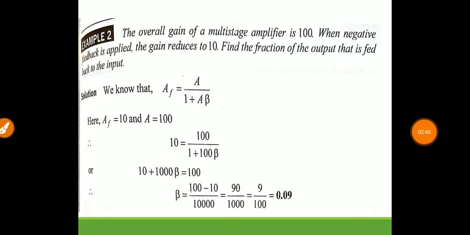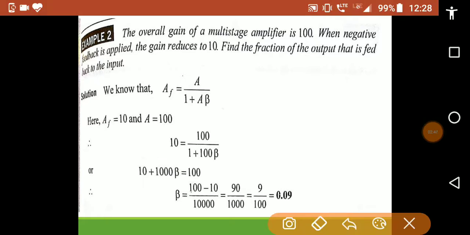So in this problem, the overall gain of a multi-stage amplifier is 100. When negative feedback is applied, the gain reduces to 10. Find the fraction of output that is fed back to the input. So in this problem, we have to find the value of beta. So let us see the problem once again.